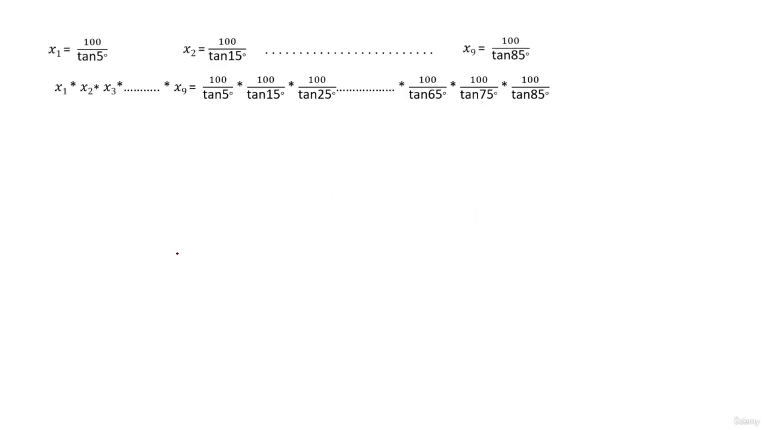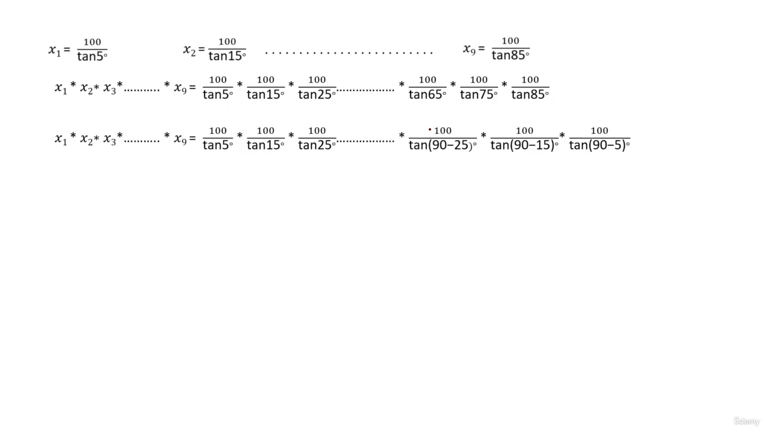Now all these equations, guys, you simply multiply them. When you multiply, the left hand side becomes x1 into x2 into x3 up to x9. And the right hand side becomes 100 by tan 5, 100 by tan 15, 100 by tan 25, 100 by tan 65, 100 by tan 75, 100 by tan 85, all these values. Now here, guys, 85 is nothing but 90 minus 5. 75 is nothing but 90 minus 15. 65 is nothing but 90 minus 25.